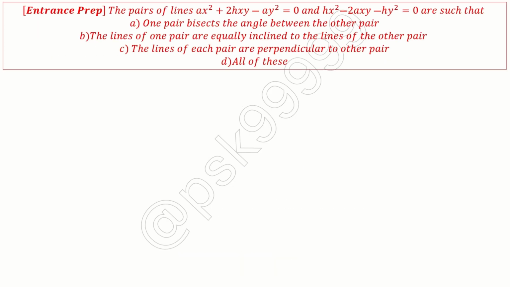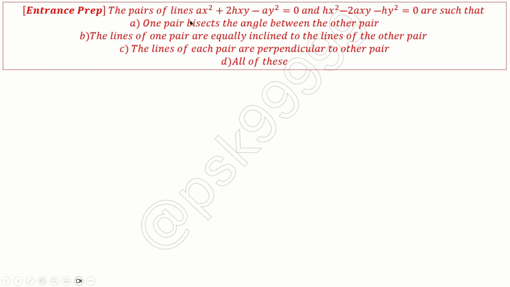The pairs of lines ax square plus 2hxy minus ay square equals 0, and hx square minus 2axy minus hy square equals 0 are such that, and four options are given. One pair bisects the angle between the other pair. The lines of one pair are equally inclined to the lines of the other pair. The lines of each pair are perpendicular to the other. All of this. Which one is correct?